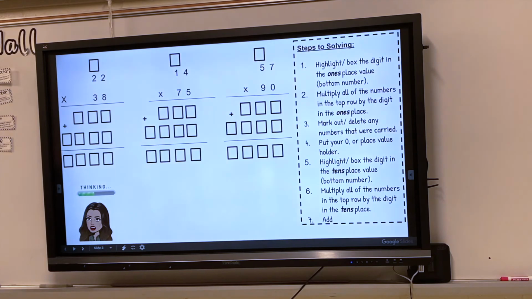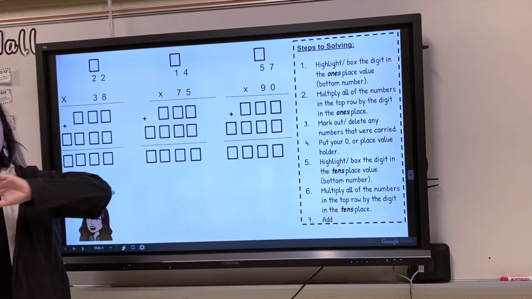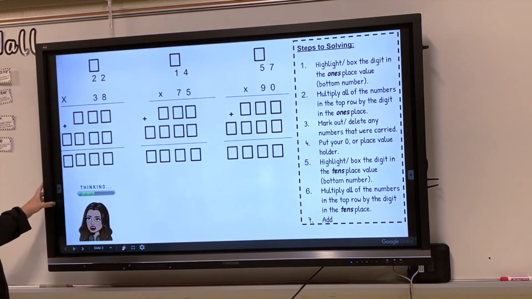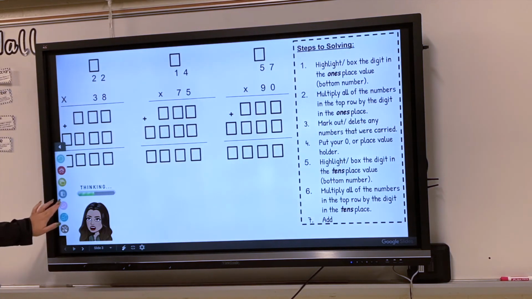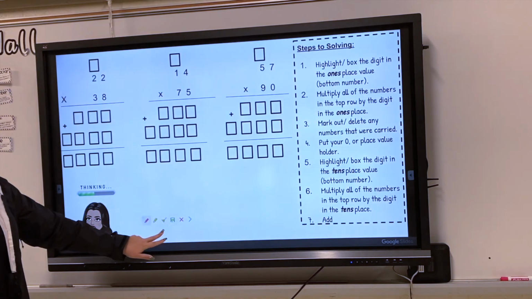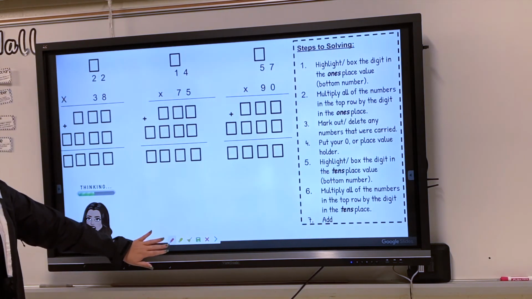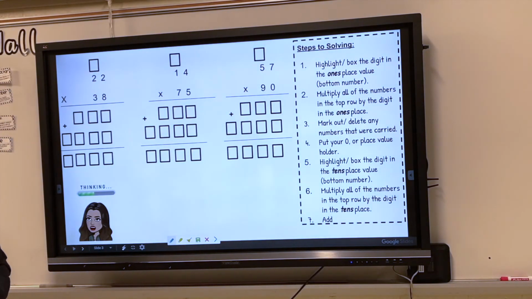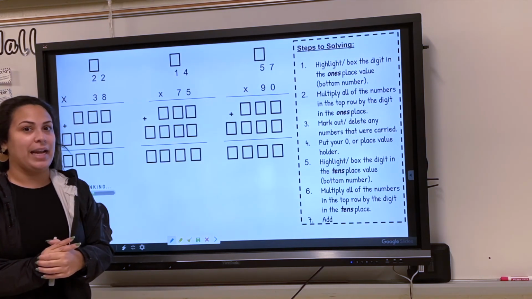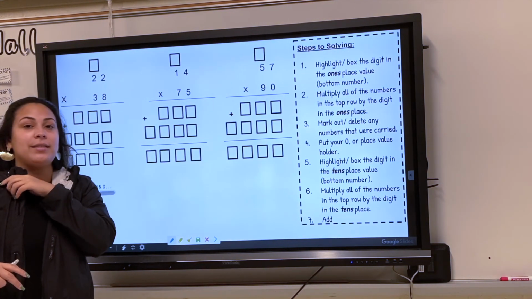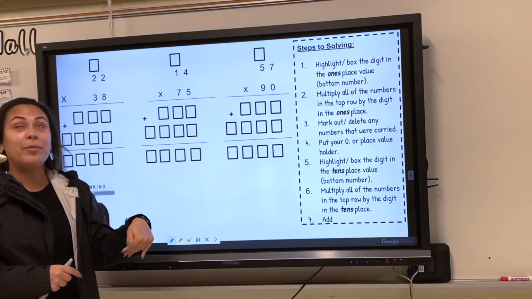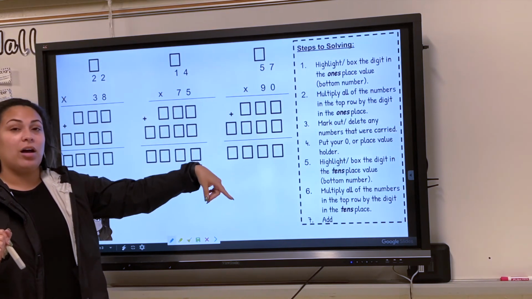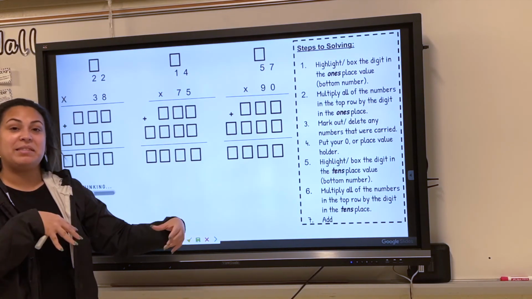All right, so we have 3 different problems. All of them are a 2-digit by a 2-digit multiplication problem. If you look over here on the side, I have a steps for solving tip for y'all. You will have this on every single slide on the guided practice and the independent practice for multiplying and dividing. The only thing is you will not have it on a test, so I suggest either memorizing this, writing it down, or printing the slide off and just cutting it out and saving it.